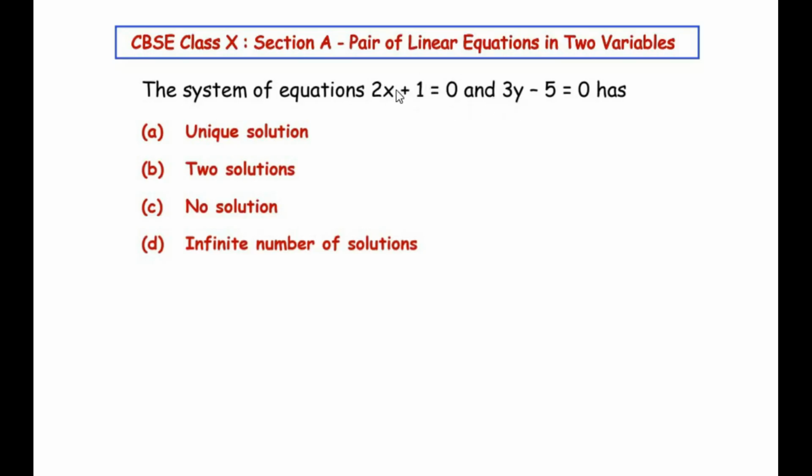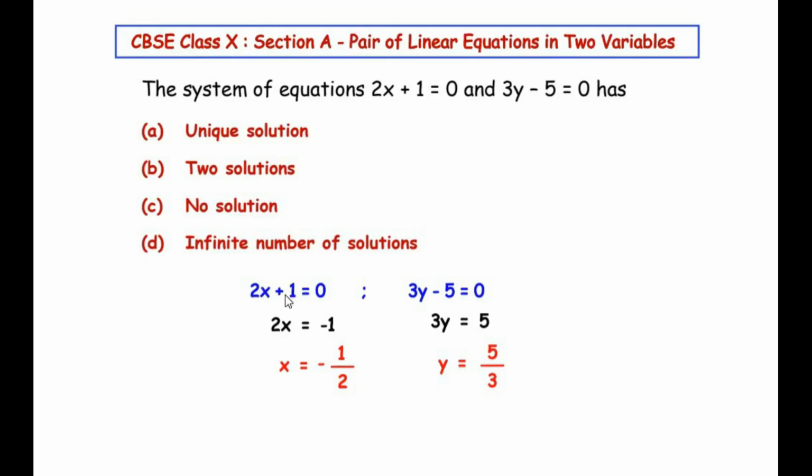So let us rearrange the first equation and get the value of x. The first equation is 2x + 1 = 0. We are going to take +1 on the other side of the equal to sign. So we get 2x = −1. Now taking 2 on the other side, we get the value of x as −1/2. So here we can see that we have just one value of x, that is −1/2.